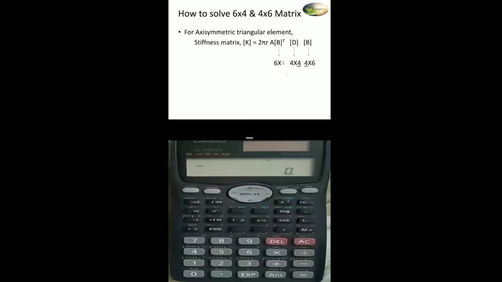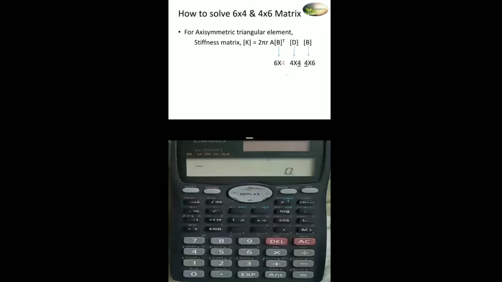Today I am discussing how to solve 6x4 and 4x6 matrices in the fx-991MS calculator. For 6x4 and 4x6, I am taking an axisymmetric triangular element. Stiffness matrix K equals 2 pi r into A, B transpose matrix into D matrix into B matrix. Here B transpose matrix is 6x4, D matrix is 4x4, and B matrix is 4x6.